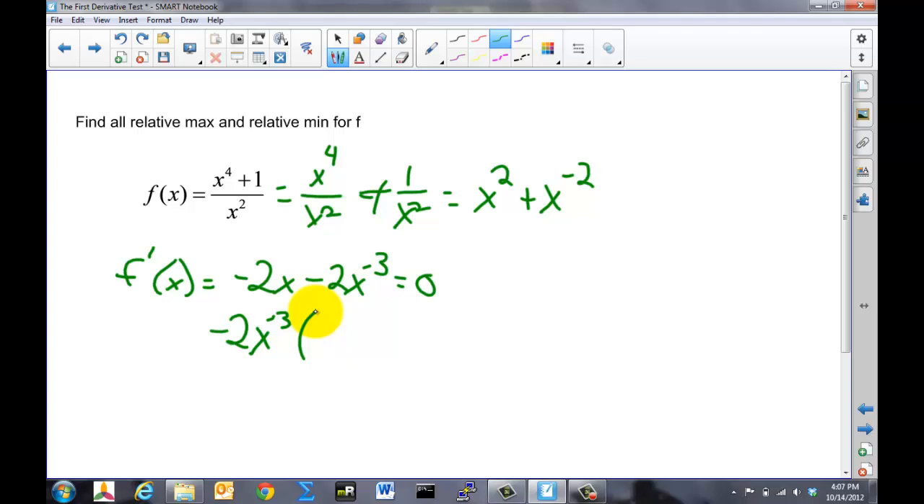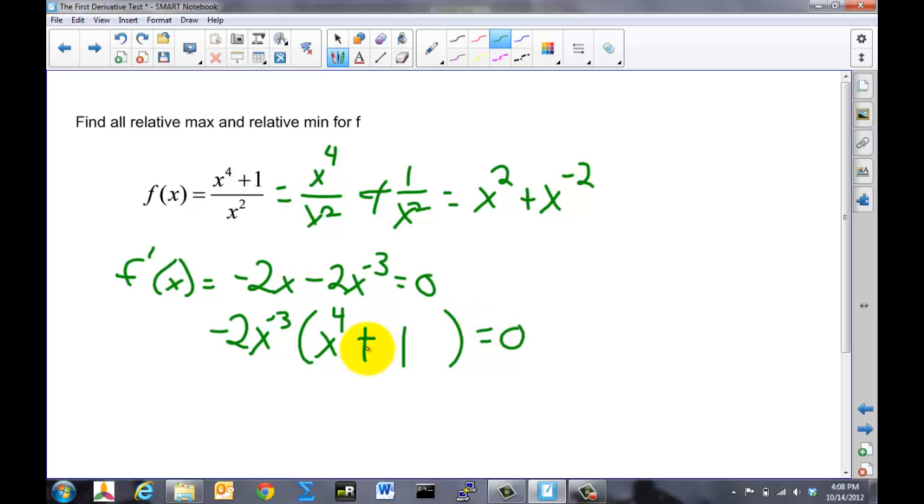And if we factor that out, what are we left with? Well, x to the negative 3 times what would give us x? That's going to be x to the 4th minus 1. Excuse me, plus 1, I'm sorry. Plus 1. Negative 2 x to the negative 3. This gives us x to the 4th plus 1 equals 0.